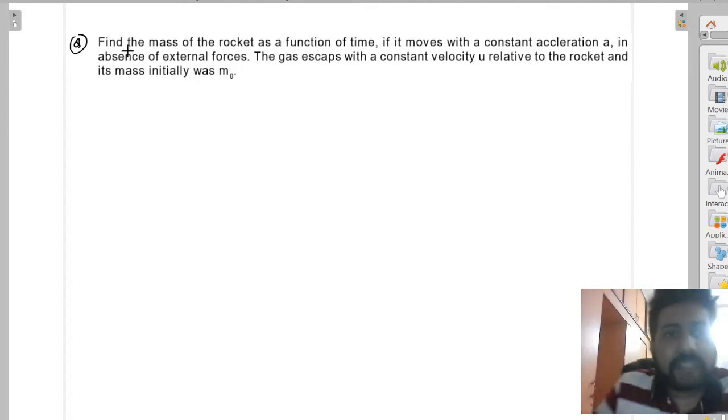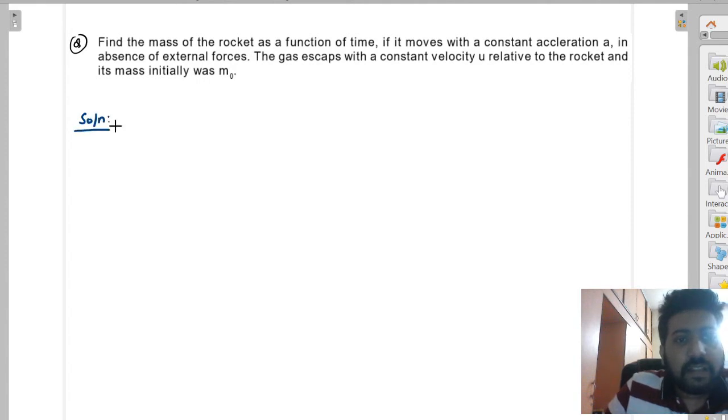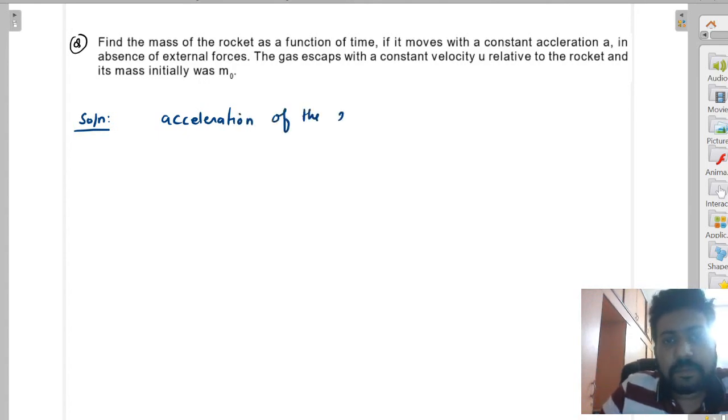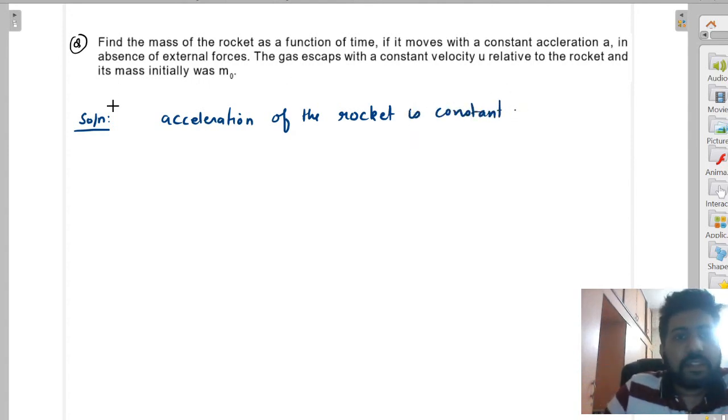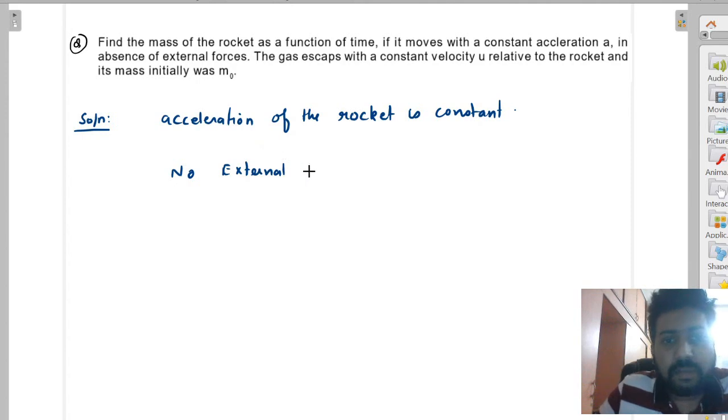Let us discuss the next question now. Find the mass of the rocket as a function of time if it moves with a constant acceleration. So in this question it is given that the acceleration of the rocket is constant and there is no external force. So these are the information given in this question.